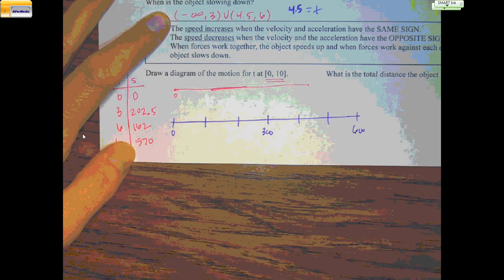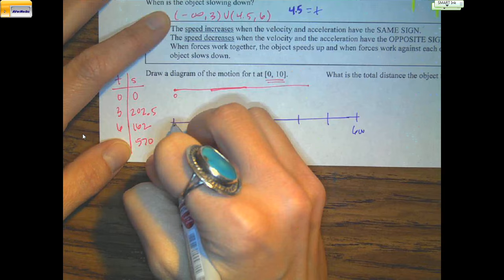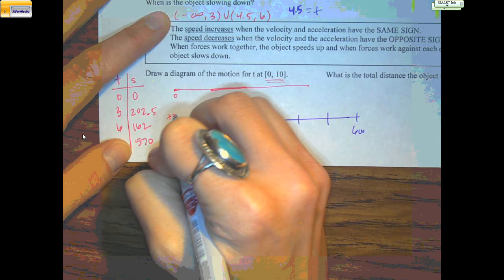Here's how we're going to draw our diagram. This is t equals 0. We're at 0.